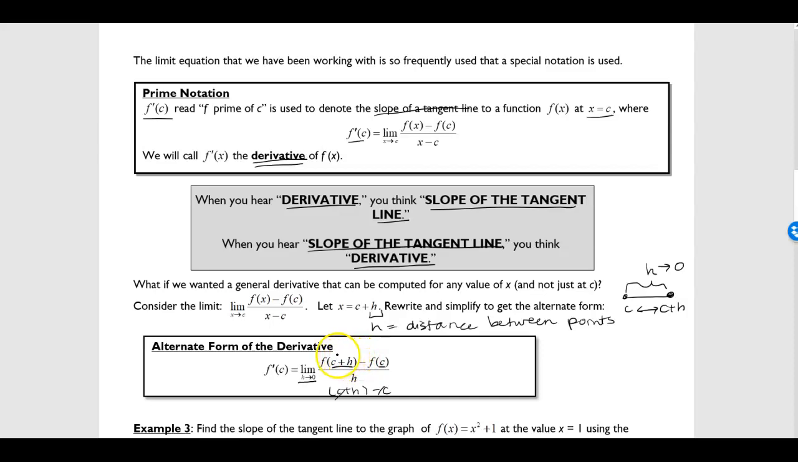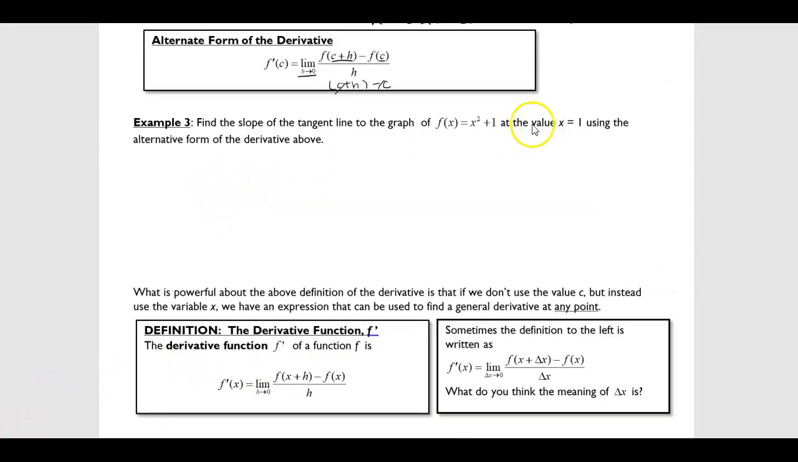So let's actually use it to find the same slope as we did in example 2. Again we have the function f of x, which is x squared plus 1, and we're at the value x equals 1. But this time we're going to use the alternative form of the derivative, which was given right here. If it didn't tell me what form to use, I could use either one. It's up to you, but this one it tells me. And so we're going to start using that derivative notation. If I'm asking for the slope of a tangent line at 1, then that's f prime of 1.